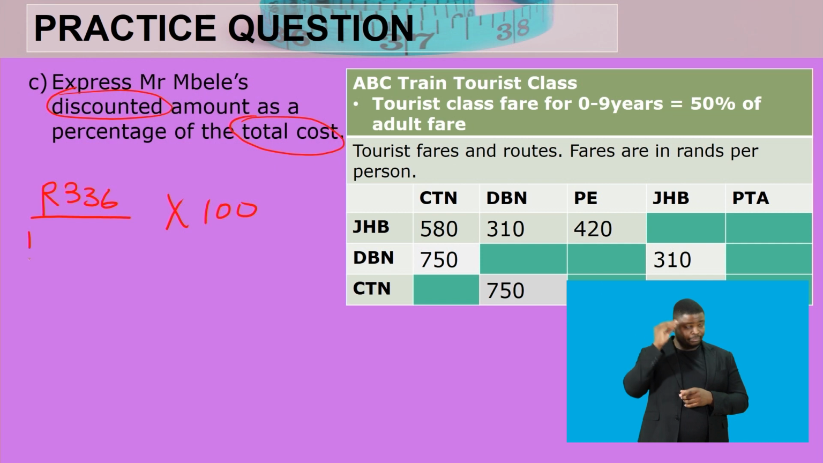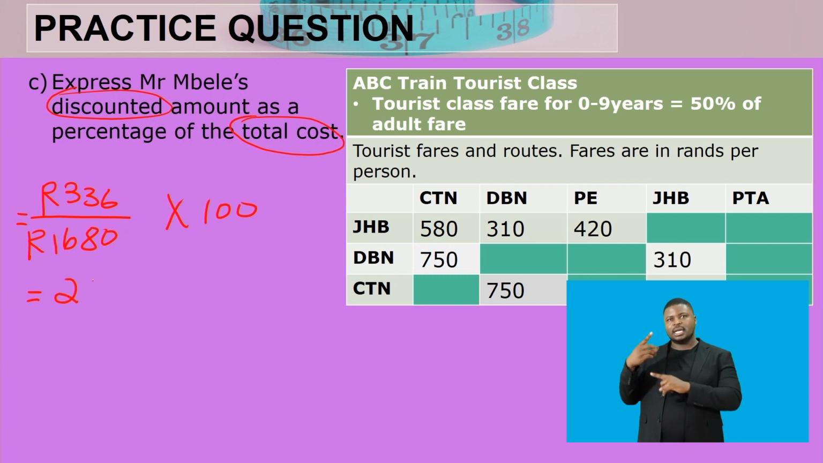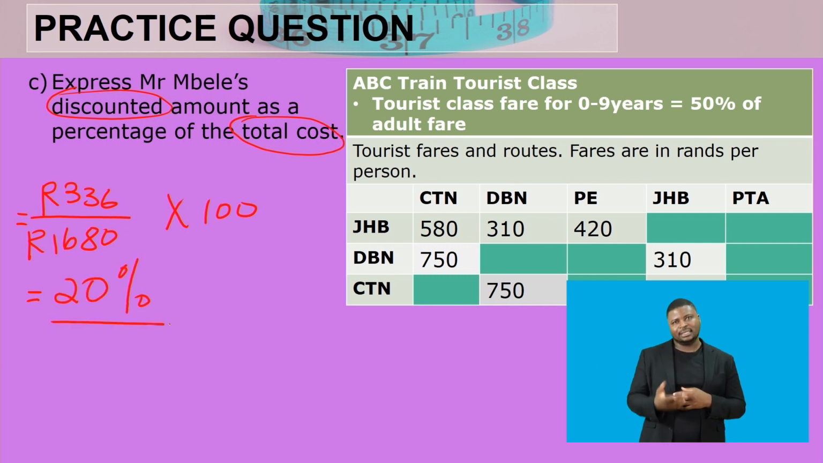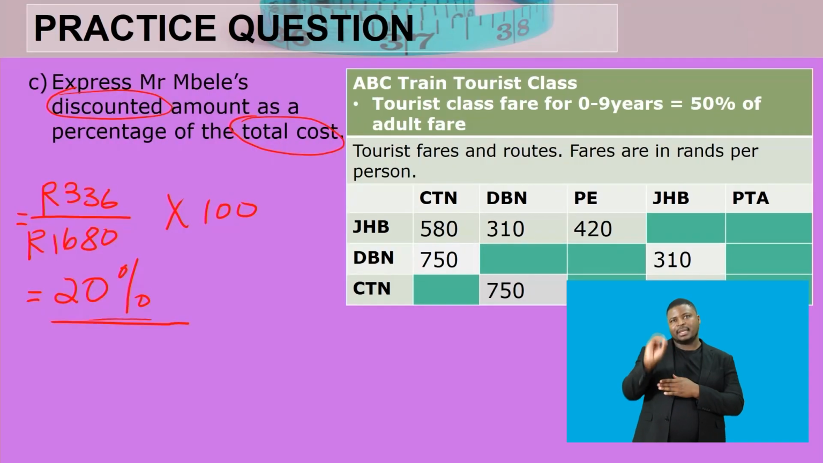And the total cost was 1,680. Therefore, we want to know what percentage did he really save. So we are going to say 336 divided by 1,680 multiplied by 100, which gives us 20%. So we can see that already this question was leading because it required us to calculate the discount while they told us that the discount is 20%. So they wanted us to check whether the discount was really 20% of the total amount. Actually, the discount was 20% of the actual amount.